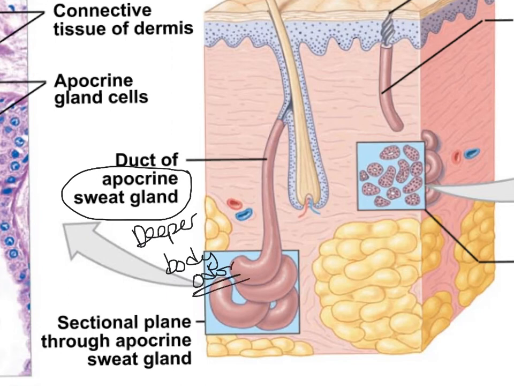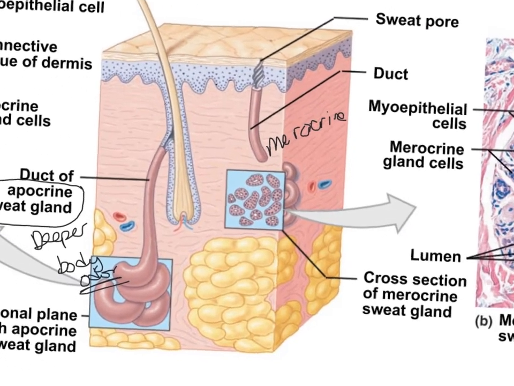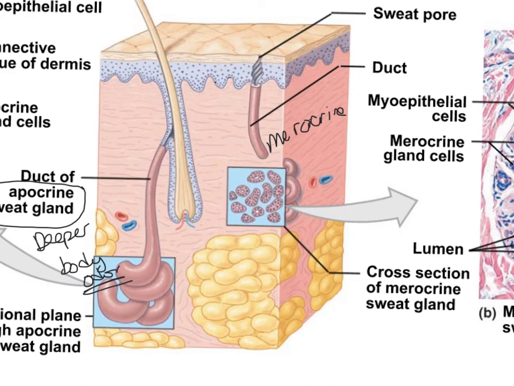The other ones that we have are called merocrine, and they're a little more superficial, a little closer to the surface. Those are found widely distributed all over your body, and they're very numerous in the palms of your hands and the soles of your feet. So when you start to feel your hands sweating, that's from these merocrine glands.